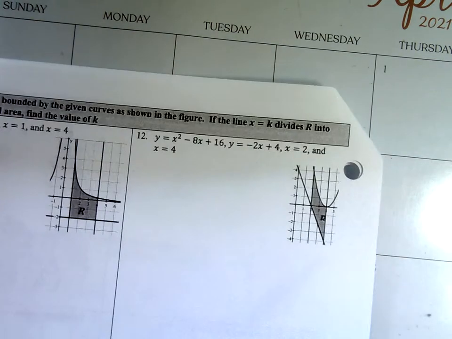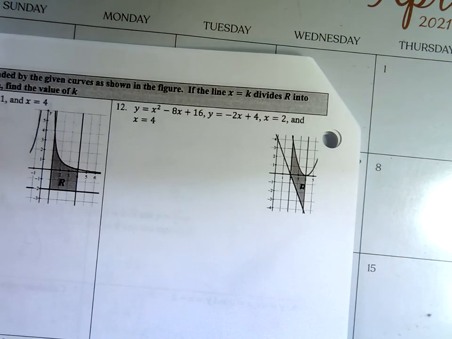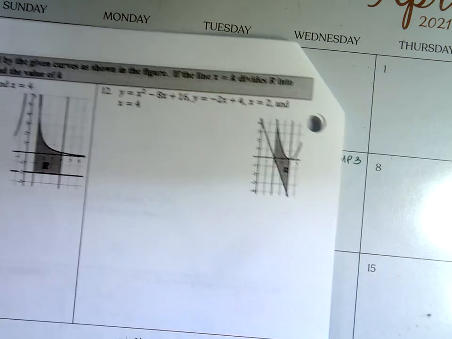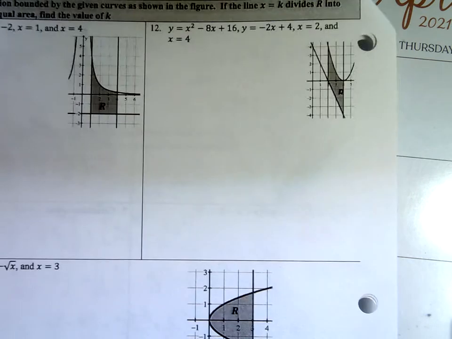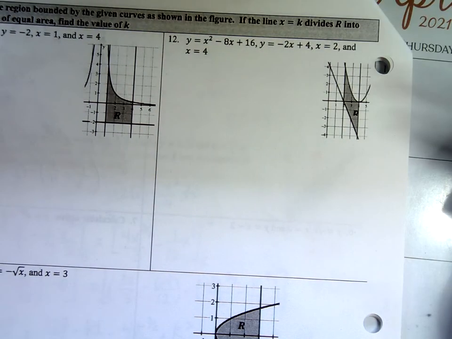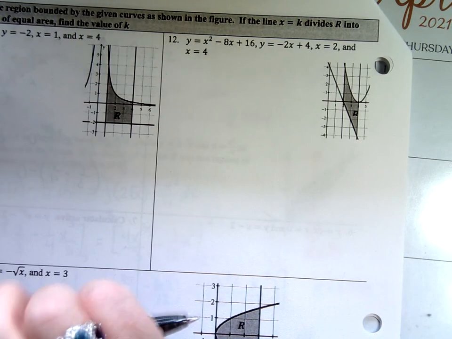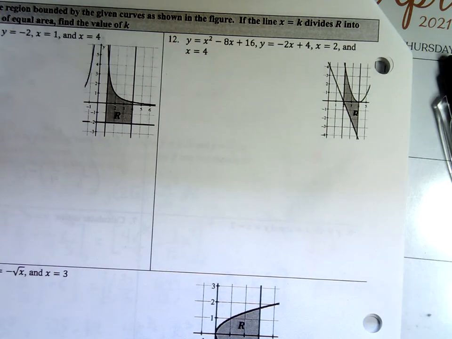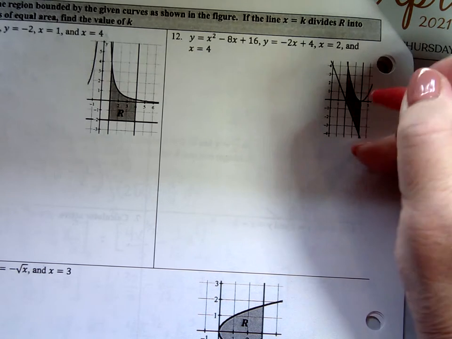Alrighty. Let us try one more of these K value guys. Number 12. So, I'm looking at this. Let R be the region bounded by the curves. If the line y equals K divides it into equal regions, find K. So let's just guesstimate. If I have this picture and I want to divide it into 2 equal areas, I'm going to say it's kind of in that neighborhood.